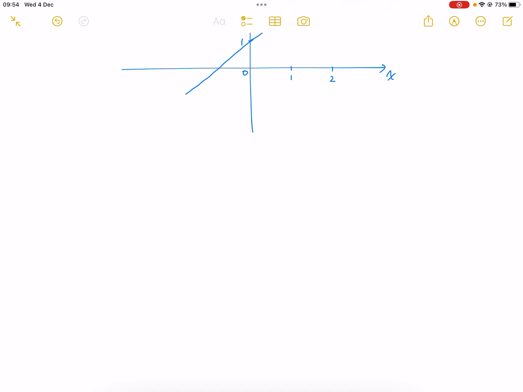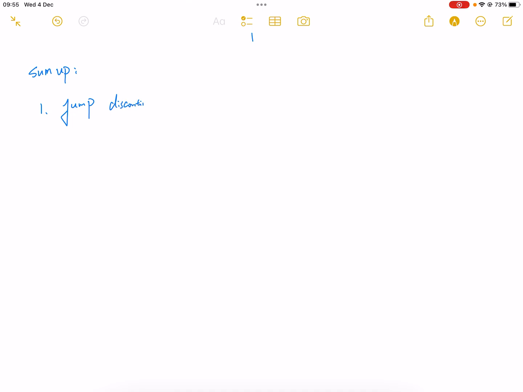So now let's sum up. First, jump discontinuity: the function jumps between two different values at a certain point. The second, infinite discontinuity.